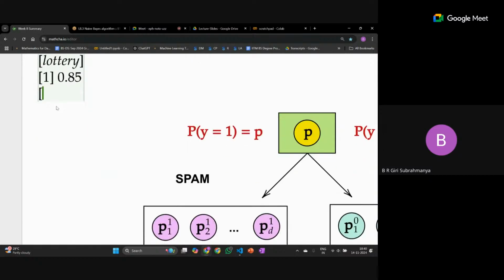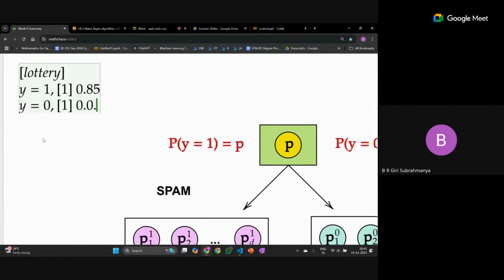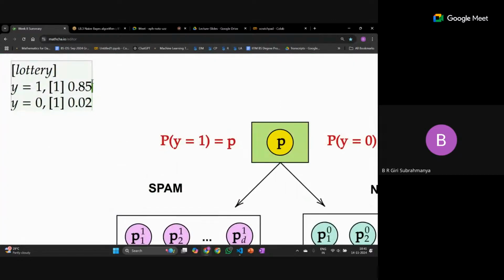Now again, for the same one, this is for y equal to 1. For y equal to 0, if the email is not a spam, then the probability of the word lottery being in that email is going to be less. Maybe it is 0.02 or 0.15. These two need not be the same, but let's say 0.02. And the probability that the word is not going to be in the email, given that the mail is a spam, is 1 minus 0.85, that is 0.15. And this will be 0.98.